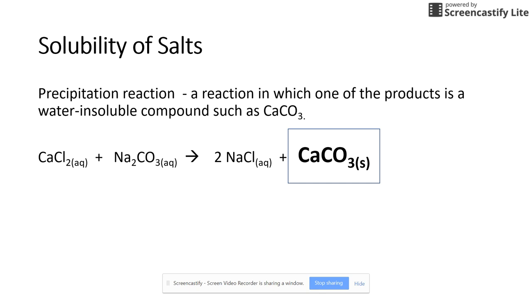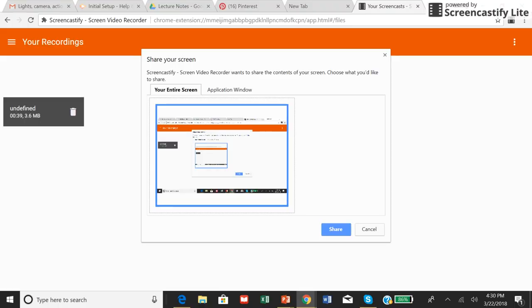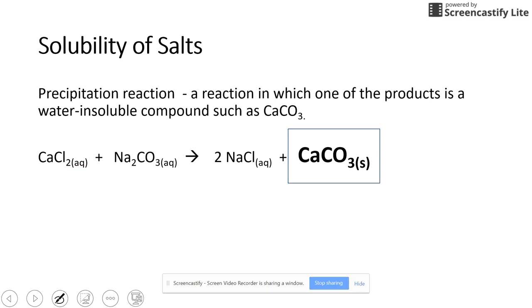Okay, this lesson is about the solubility of salt. The salt that I mean here is the salt that does not dissolve in water very well, for example, calcium carbonate. Usually these insoluble salts are formed from a reaction called a precipitation reaction.